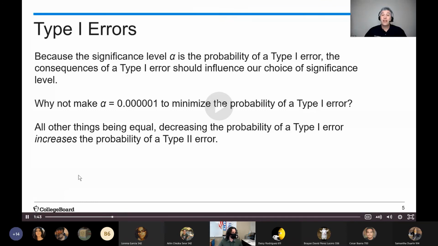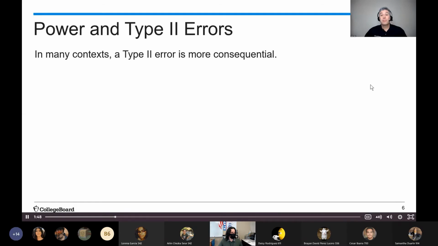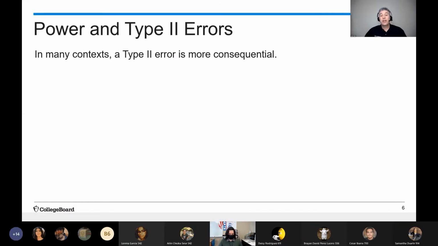That will affect your choice in significance level. Now let's talk about power and type 2 errors. In many contexts, a type 2 error is more consequential. I say this because in most research, researchers are trying to show that the alternative is true. And if they make a type 2 error, that means they didn't find convincing evidence the alternative is true, when it really is. So their suspicions were correct, they just didn't get the data to back up their suspicions. So for a researcher, a type 2 error is really bad news.